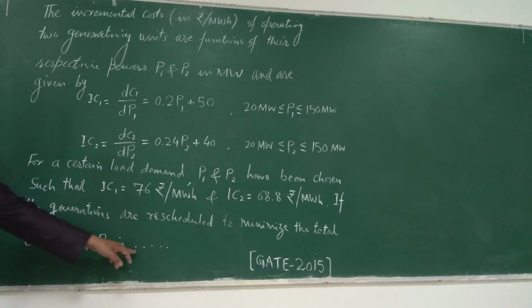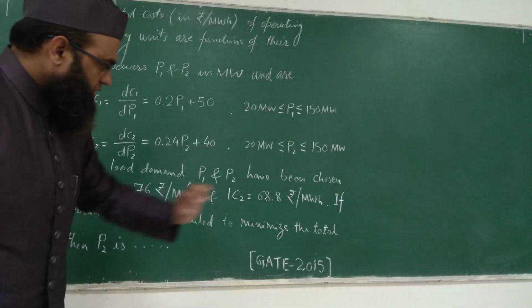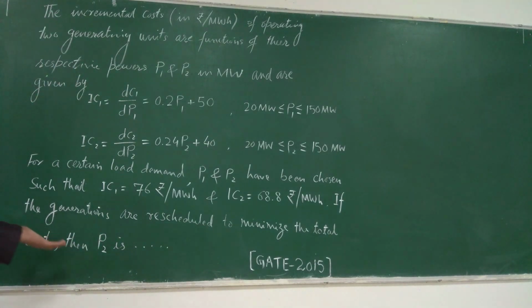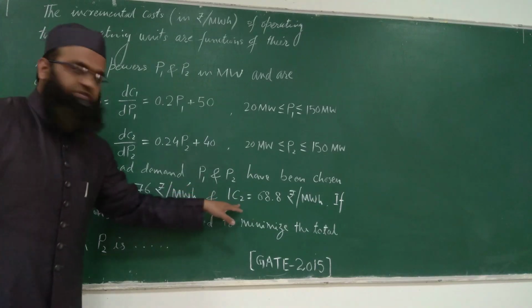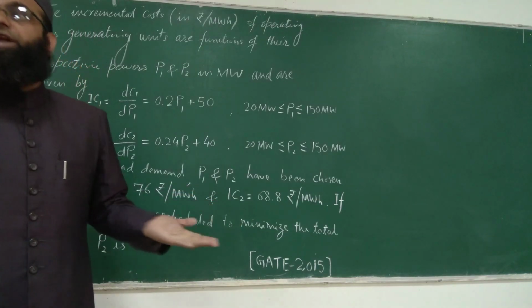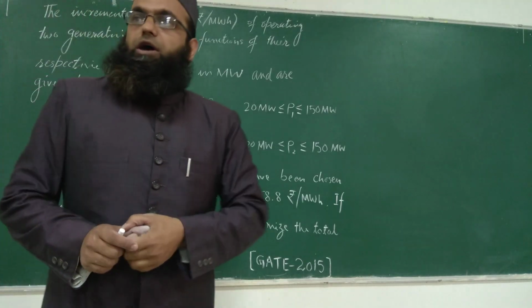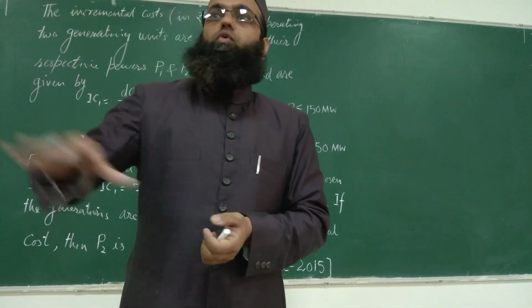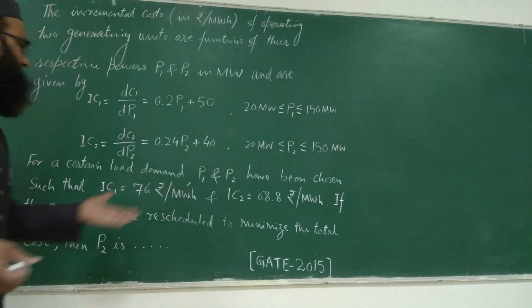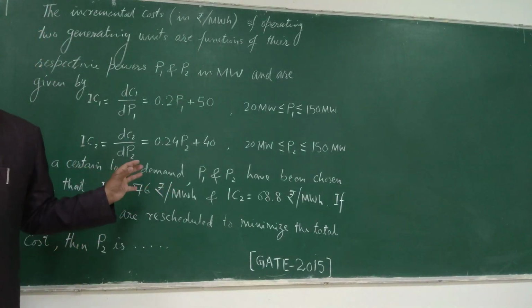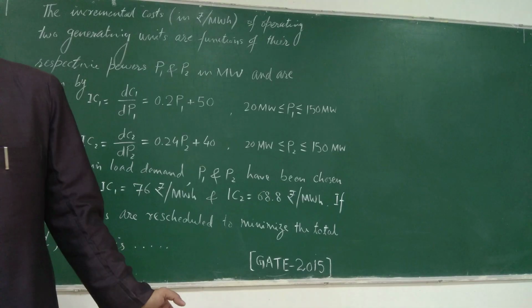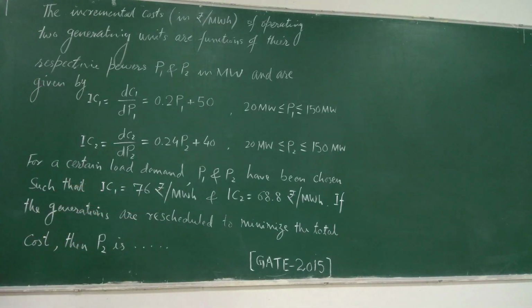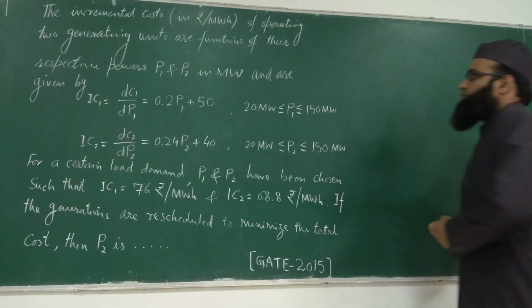So P2 is, fill in the blanks. This was asked in GATE 2015. Whether it has been asked P2 or P1, we can find out, right? So the first target will be to find the load shared by the two plants corresponding to these ICs, so that we can get the total demand. The two units are not optimally loaded, but the total generation must be equal to the demand, right? Before that, refresh our concept of optimal load dispatch.